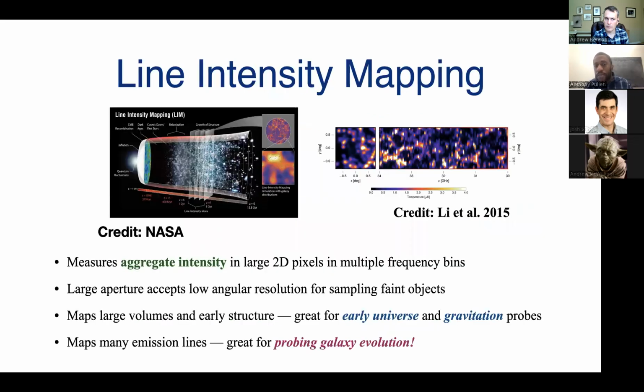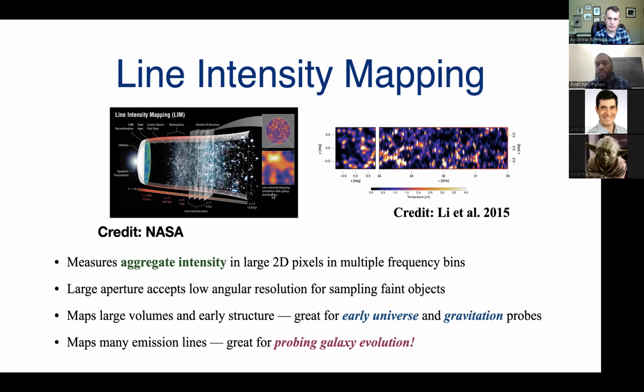So line intensity mapping is one way to do this. In particular, it measures the aggregate intensity from large 2D pixels in multi-frequency bins. What that means is that, in the same way that you have cosmic microwave background maps, which tabulate the intensity of the sky in 2D pixels, you can also replace the cosmic microwave background with intensity from galaxies in large scale structure. And as those galaxies redshift, they will emit at different frequencies, with different signatures in frequency. So you can use that information to figure out the distance of each galaxy, of where the emission is coming from along the line of sight.